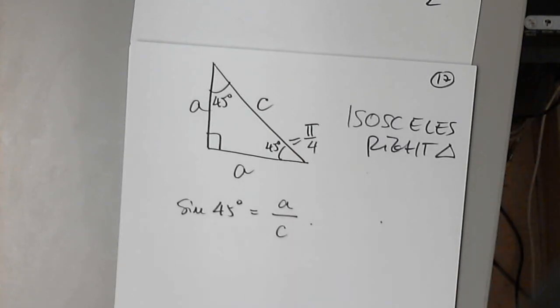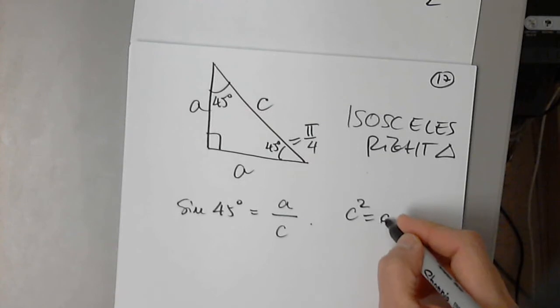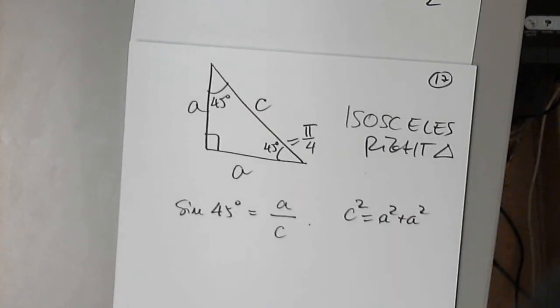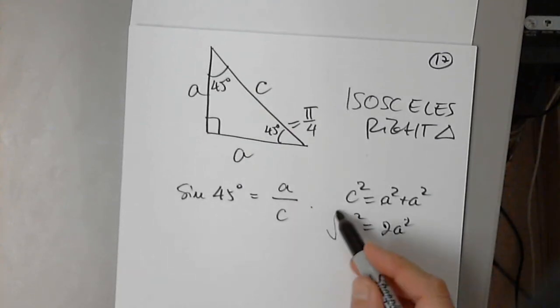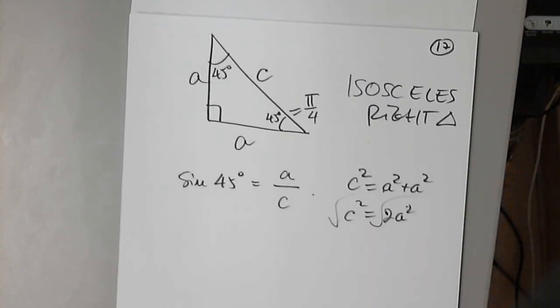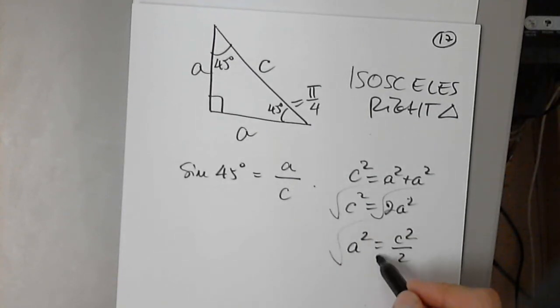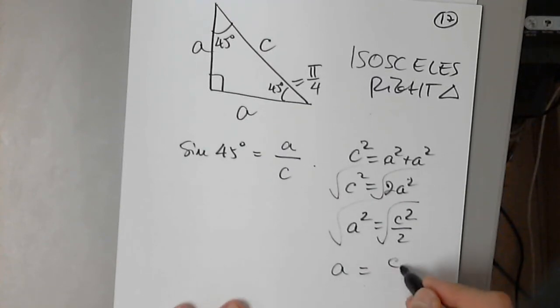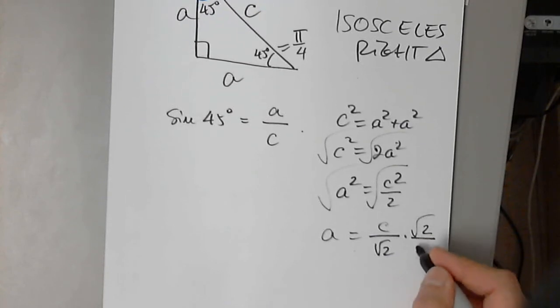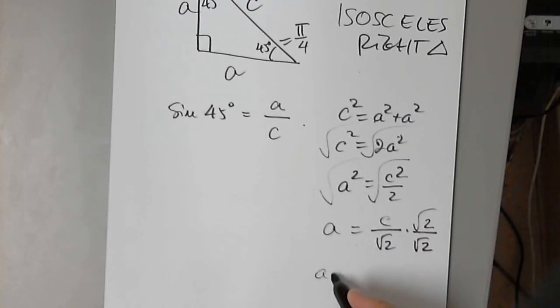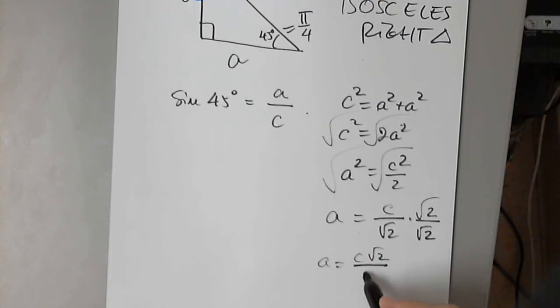From the Pythagorean theorem, we have that C squared equals A squared plus A squared. From here, I'm going to solve for A. So C squared equals 2A squared. And take the square root. I prefer to divide first. It's the same thing. So let's divide. So this is A squared equals C squared over 2. And now we take the square root. And we get A equals C over the square root of 2. We need to rationalize. So A equals C times the square root of 2 over 2.